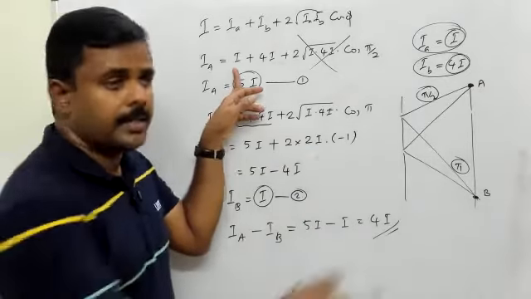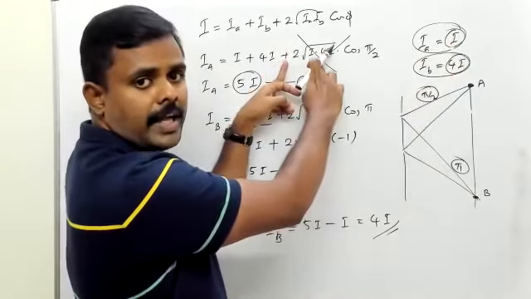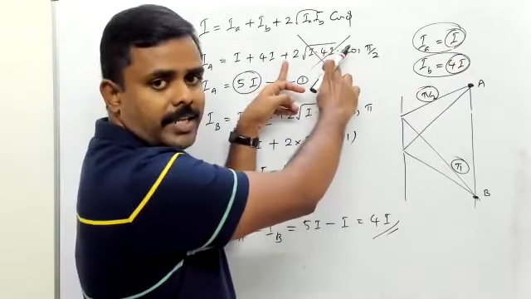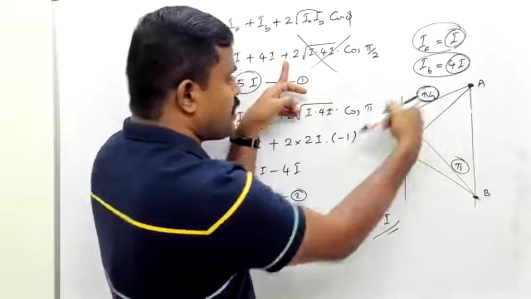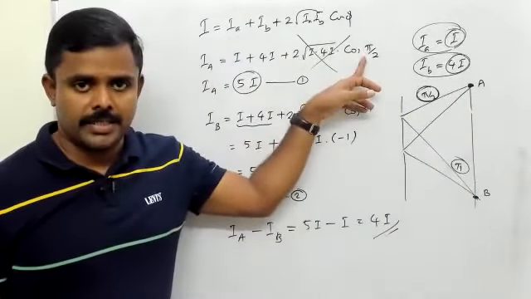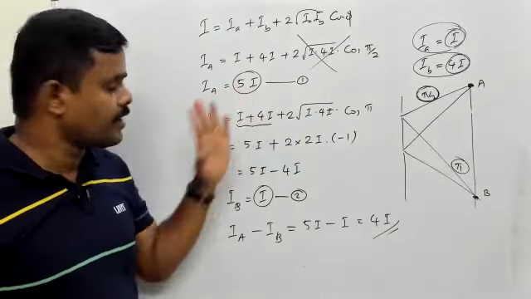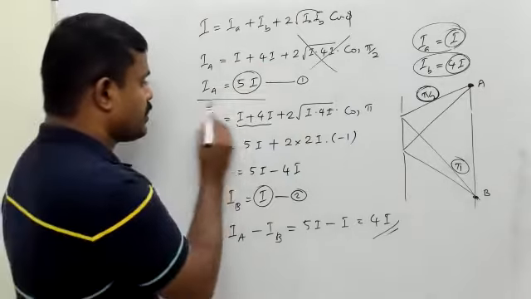IA, that is I, plus IB, that is 4I, plus 2 into root of I into 4I into cos of the phase difference, which for the first case is pi/2. Cos pi by 2 is cos 90. That will be 0. The whole term will be 0. I plus 4I is 5I. I got the first part of that question.